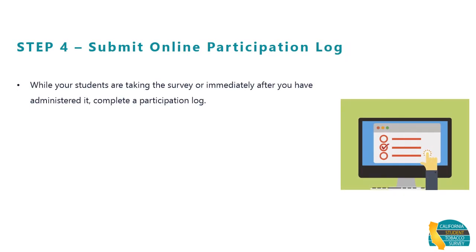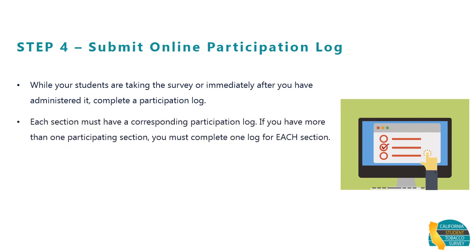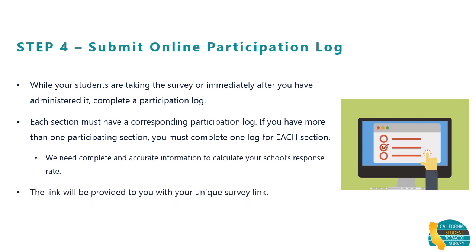While students are taking the survey, or immediately after they finish taking the survey, complete an online participation log. We require one participation log for each participating class section. If you are proctoring multiple class sections, you will need to submit multiple logs. This information is very important, as we need this to calculate your school's response rate. The link to the online participation log will be provided to you when you receive your school's unique survey link. We will now walk through how to complete the participation log.